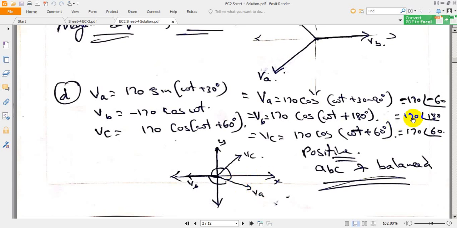Then VB is 170 at an angle of plus 180. So from the x axis we need to move to plus 180. It is VB, and it will be on the negative side of the x axis. Next, coming to the third one, VC, which is at 60 degrees plus 60 degrees. From here it will be VC. This vector is VC.